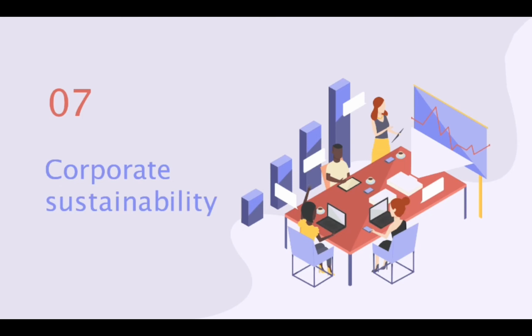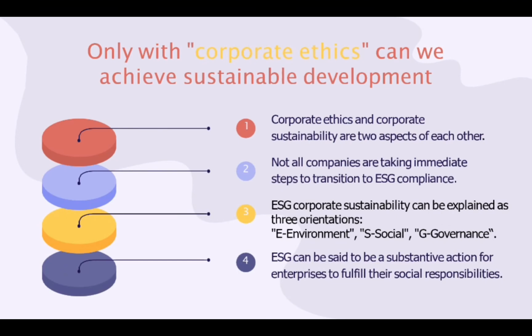Part 7. Corporate Sustainability. Only with corporate ethics can we achieve sustainable development. Corporate ethics and corporate sustainability are two aspects of each other. The former emphasizes the establishment of intrinsic sustainable values, while the latter is the actual behavior of the enterprise, and is gradually developed into a long-term operation model.